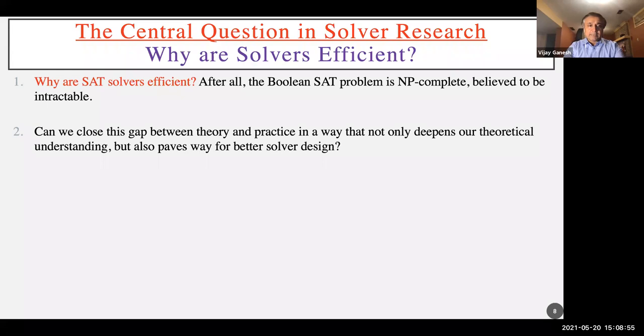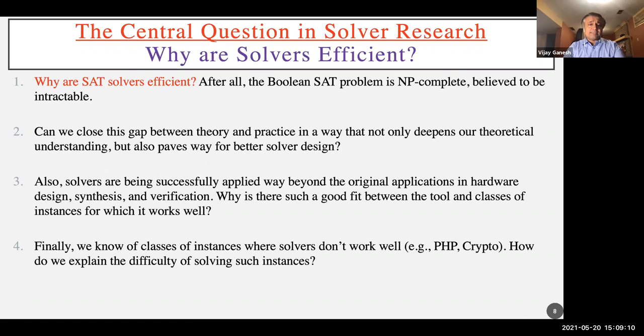So can we bridge this gap, and in a way that not only deepens our theoretical understanding, but acts as a basis for better solver design going forward? And another way to think about this is that solvers were originally designed for applications in hardware verification, but now they're being used in all these other settings, and they're working really, really well. So the glove is fitting the hand very well, even when you keep changing the hand.